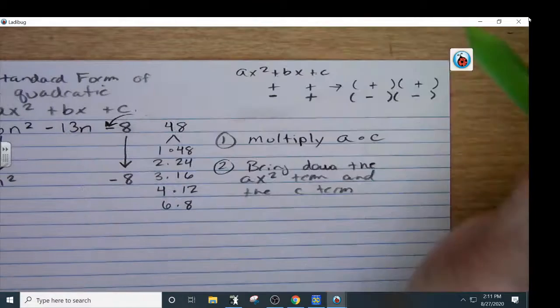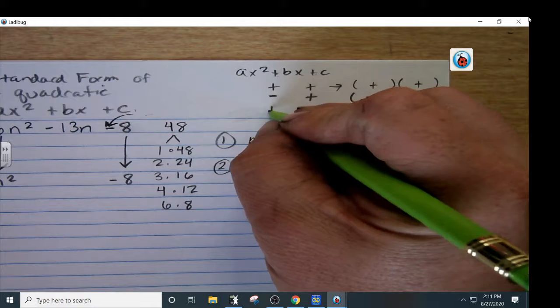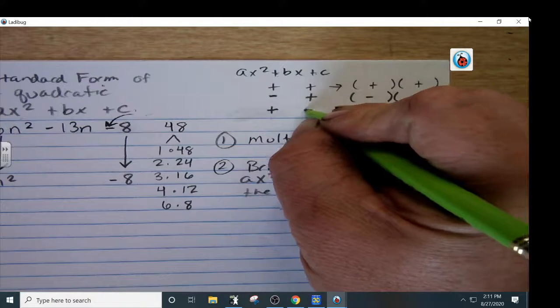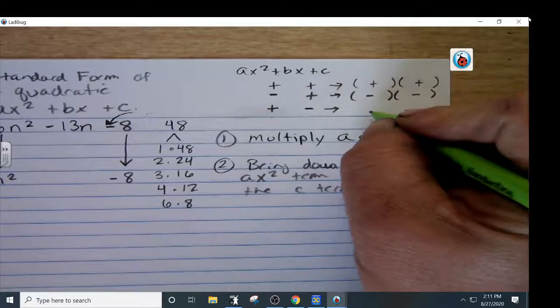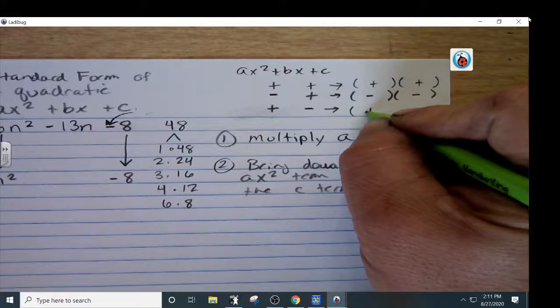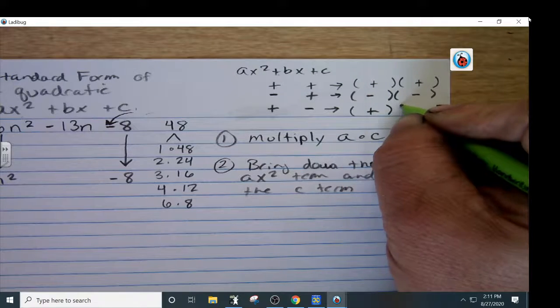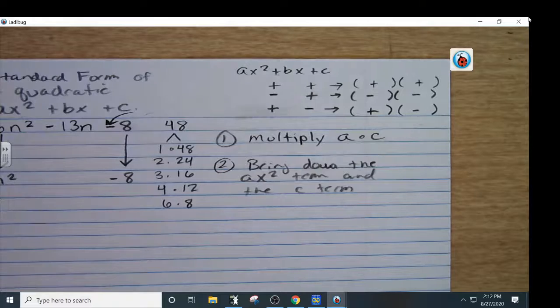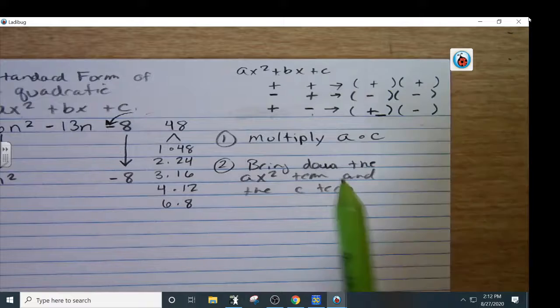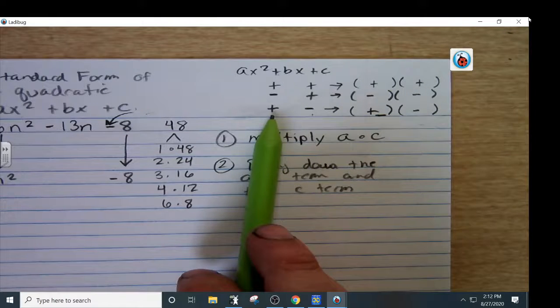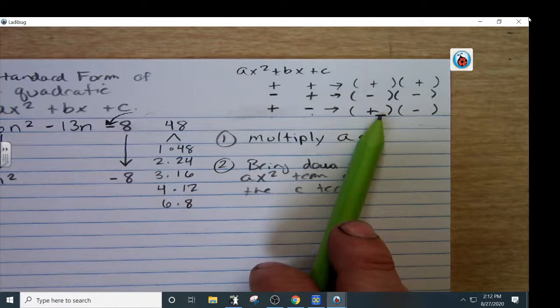Alright, now, if the first sign is plus and the sign of the third term is negative, your signs are opposite of each other. When this sign is minus, you have to be careful because it's going to matter where you put your numbers. The biggest number needs to go with the plus sign if this sign is plus. Does everybody understand that? If this sign is plus, the biggest number needs to go with the plus sign.